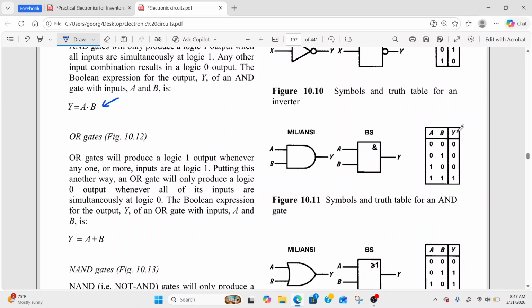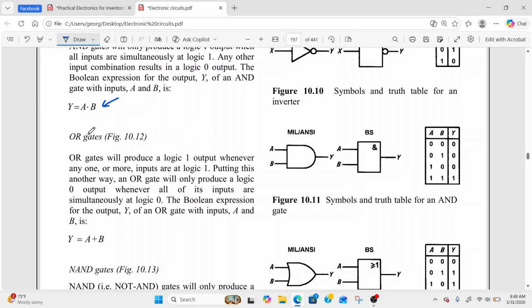So as you can see, Y being the output, an AND has two inputs, A and B. Y being the output is only at a logical high, or a 1, when both its inputs are 1. All right? So basically, it's the multiplication of binary numbers. You're only going to have a 1 when both inputs are high.